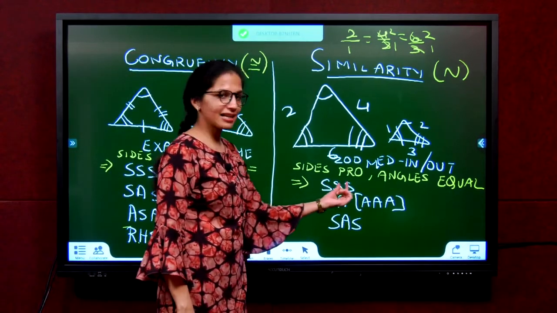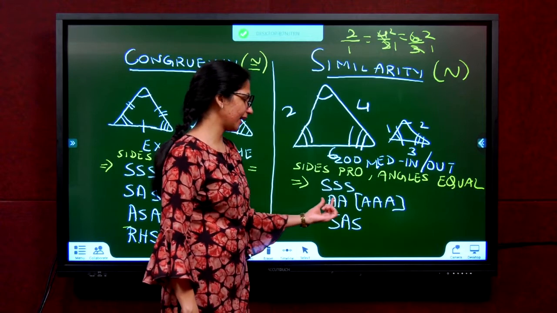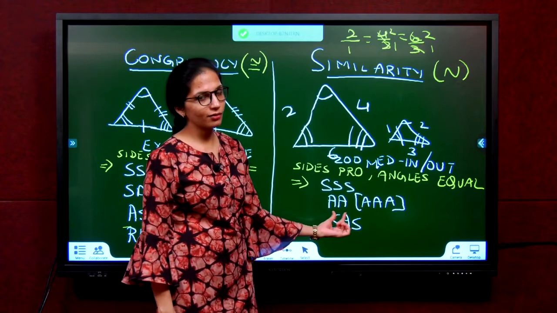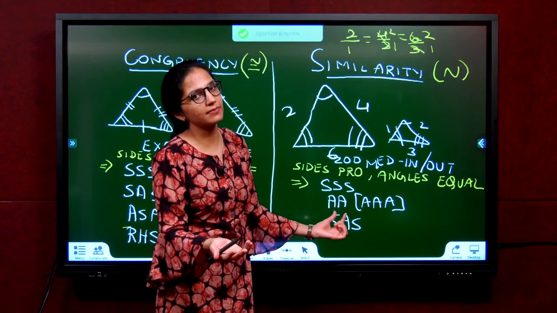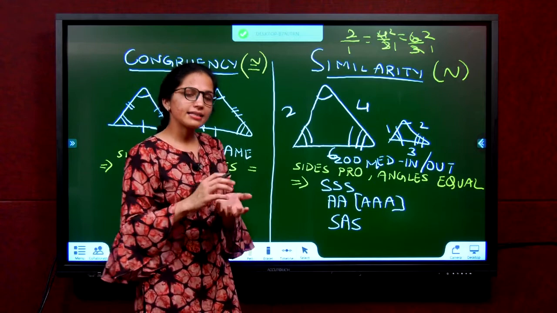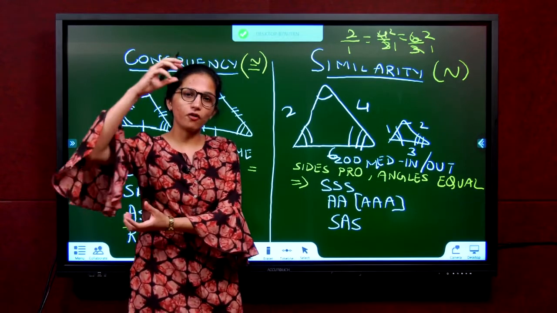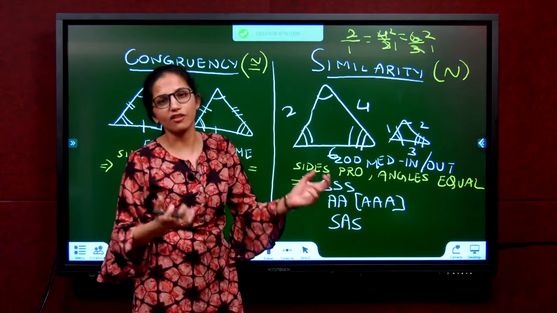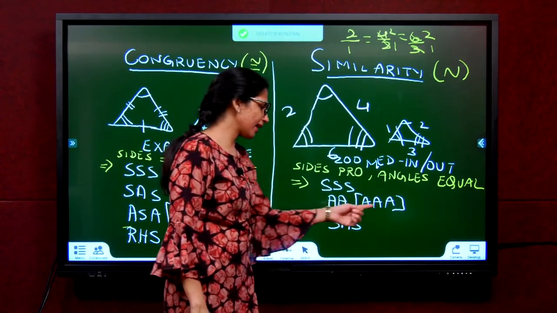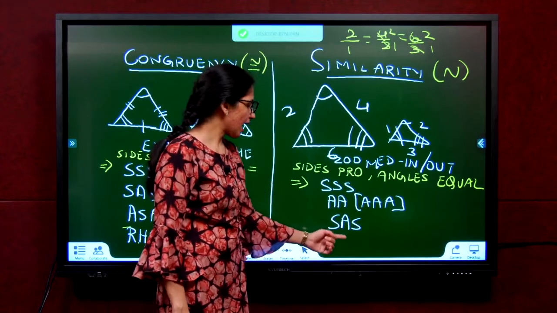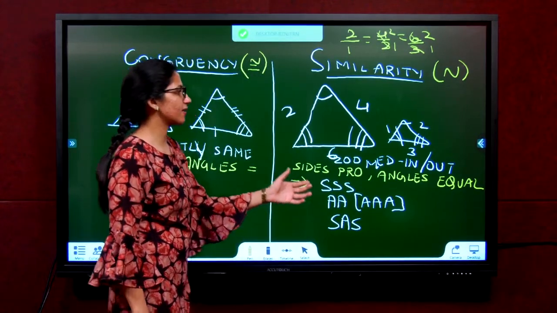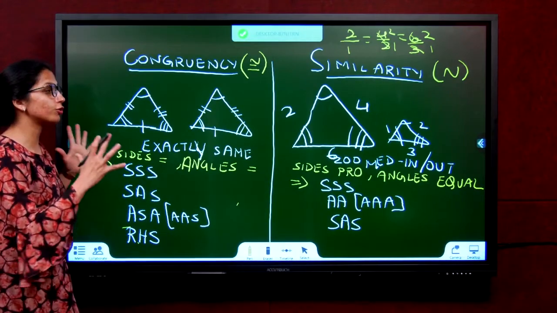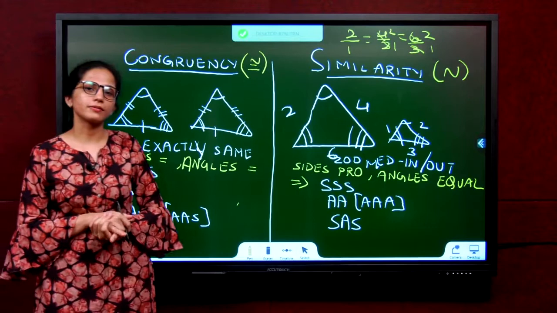Next, SSS similarity, AA similarity or AAA similarity. See, if two angles are equal in a triangle, automatically the third angle becomes equal. How? Let's say one angle is 100 and one angle is 40. That makes 140. Here also the remaining angle is 40 itself, here also the remaining angle is 40 itself, due to the angle sum property. So AA or AAA, both of them hold good. And SAS, you have three similarity properties that we use. Here we have 4. I hope this gist is enough to solve our circle questions.